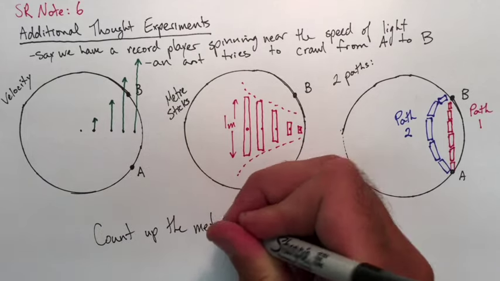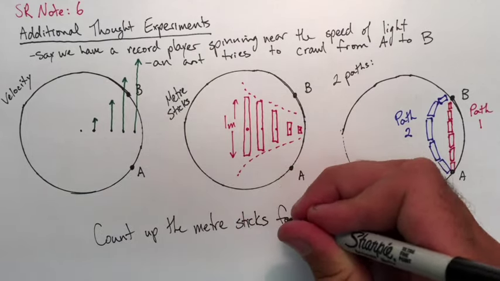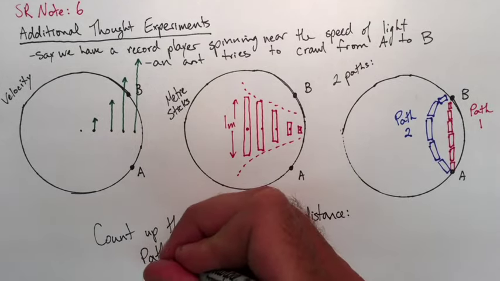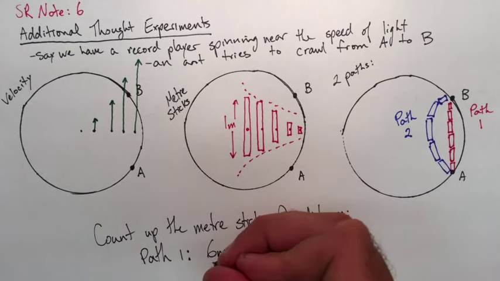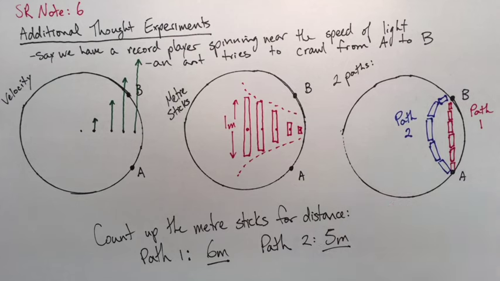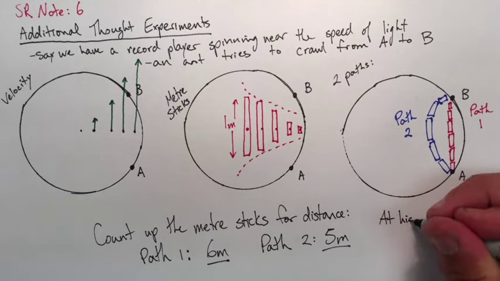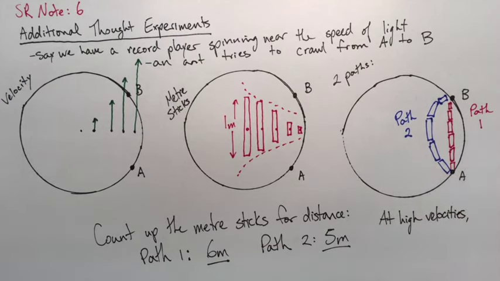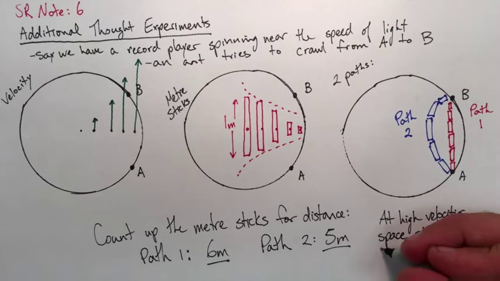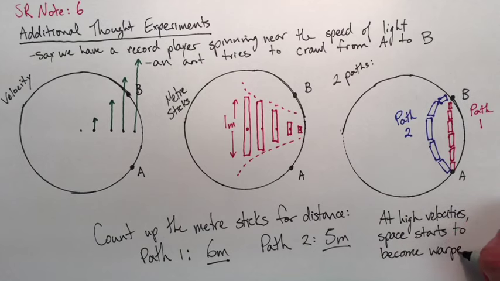So basically we want to measure the distance of each of those paths by counting up the meter sticks. Path 1, you count up 6 meter sticks, therefore it's 6 meters long. Path 2, there are 5 meter sticks. This is weird because path 2 is curved, yet it's shorter. This goes to show that at high speed, space-time becomes warped.